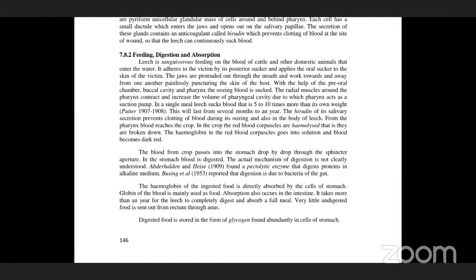prevents the clotting of the blood during its oozing, and from the pharynx, blood reaches to the crop. In the crop, the red blood corpuscles are hemolyzed and broken down, and the hemoglobin in the red blood corpuscles goes into a solution and the blood becomes dark red. Now, the blood from the crop where it is stored enters into the stomach through the sphincter muscle. So, in the stomach, it gets digested, but the digestion was not understood clearly till now.